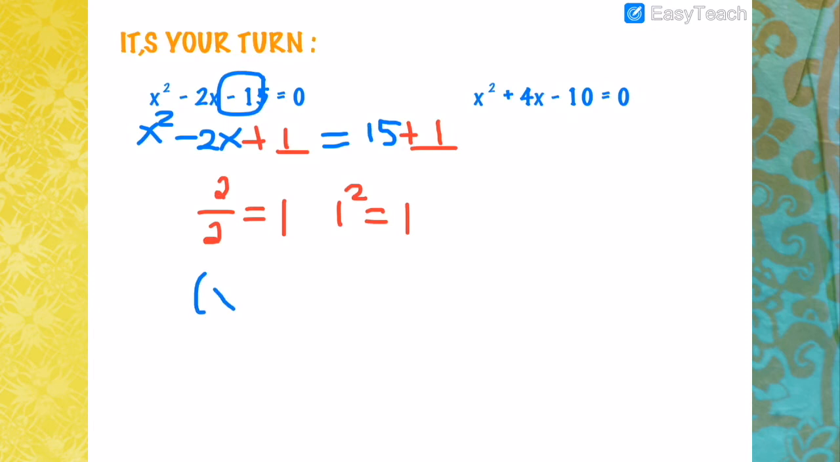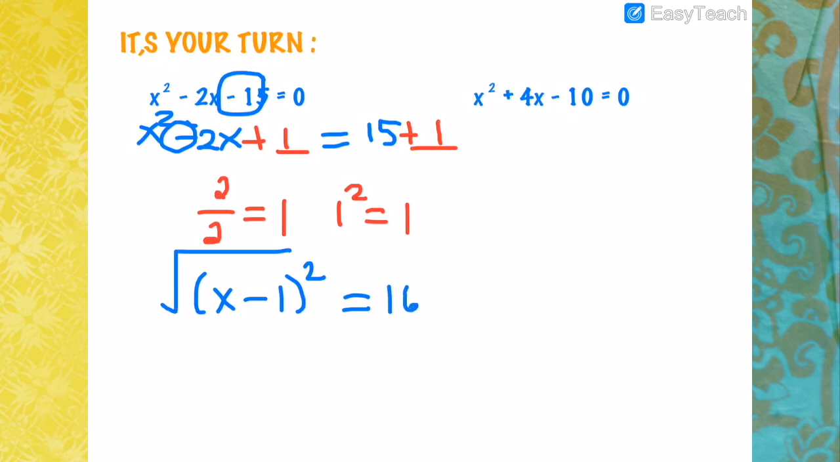So this will be x minus 1 squared. Why is it minus? That's because of the middle term's sign. That's why it's minus. Equals 16.